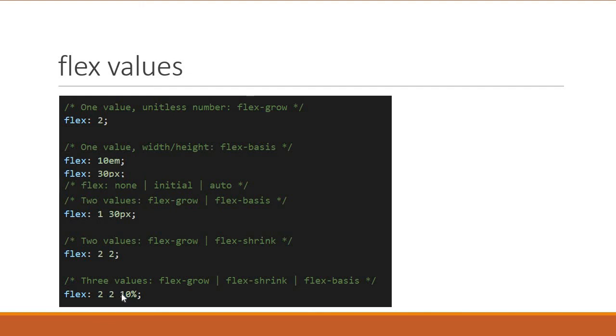With the three value syntax, the first value must be a unitless number and that would be flex grow. The second value again must be a unitless number, in which case it is flex shrink. And then the third value must be a valid value for width and is interpreted as flex basis. Alright then, try experimenting with all these scenarios to get a good understanding of how the flex property works.